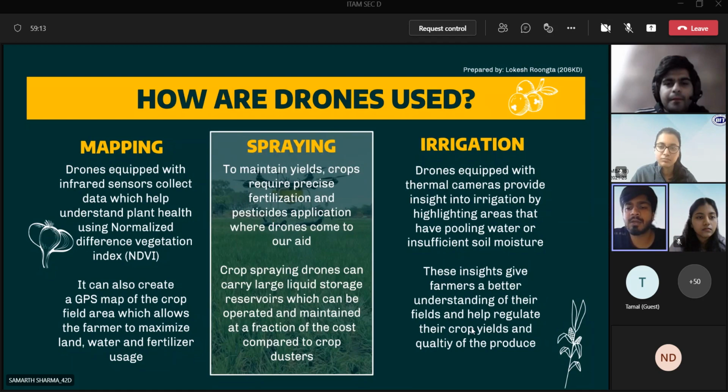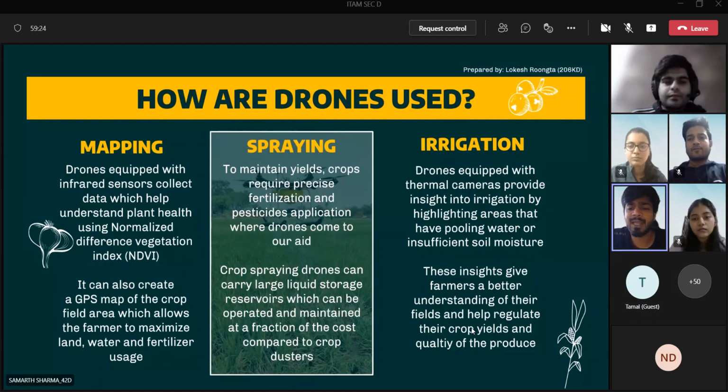Now, crop spraying drones can carry large reservoirs, can be operated more safely and more autonomously, and can be maintained at just a fraction of the cost when you compare it to crop dusters. And the third use is irrigation.